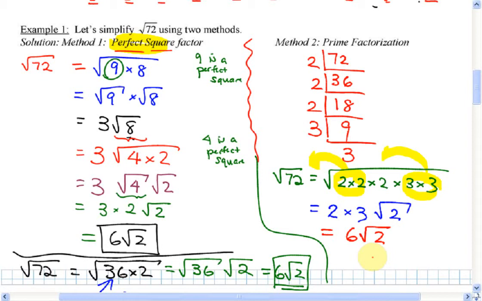Which method do you like? Second one? First one? Okay. It doesn't matter to me. Just make sure you learn one well. Let's turn the page.